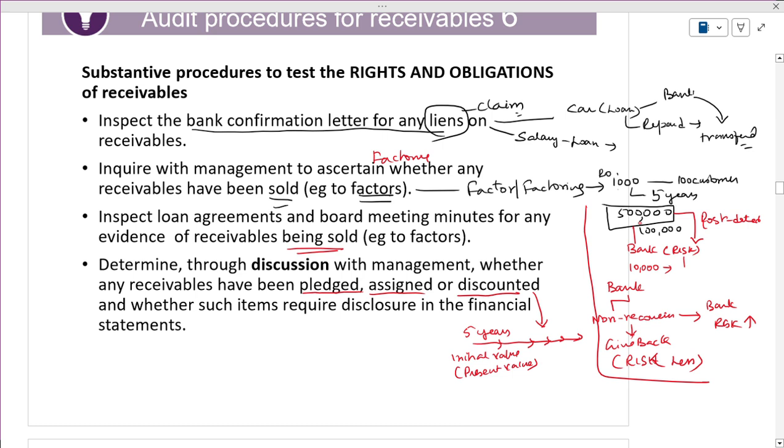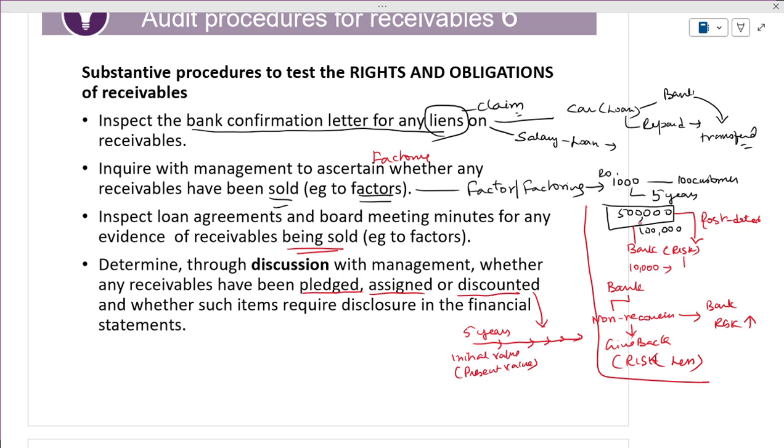We are recovering over a period of 5 years. What will happen? Time value of money. The value of receivables will decrease. Any discount rate is applicable, any discount factor we are using, any rate of interest we are charging on the receivables. It will happen, is it right?